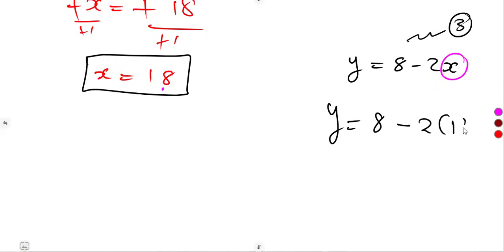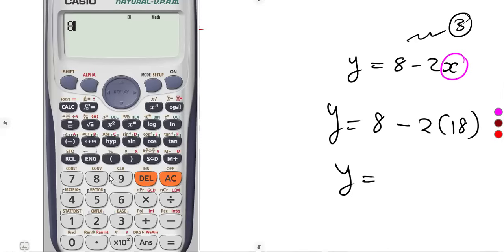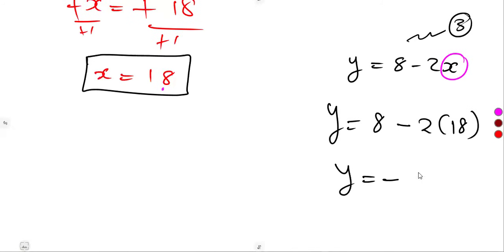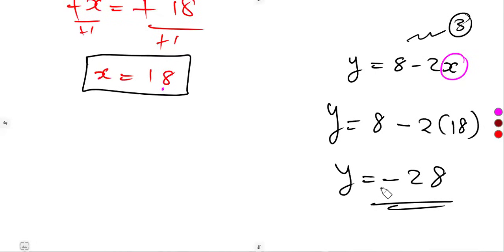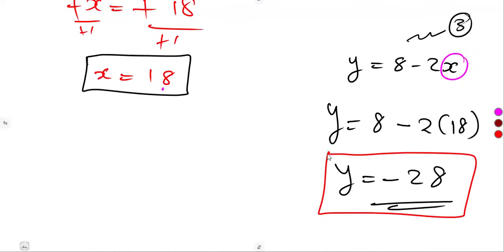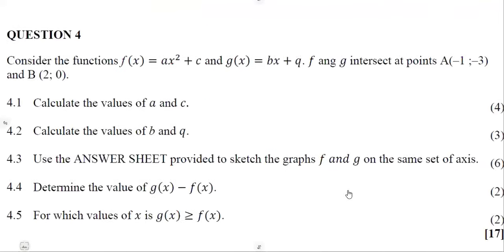So that's 2 times 18. So that's it, guys. You can even use your calculator there. 8 minus 2 into 18, that's negative 28. All right, so that one was going to give us a negative 28, as we can see. So that is it, guys. We have got the value of x and also the value of y. So this is our x and this is our y. So questions can be like that. Simultaneous equations.